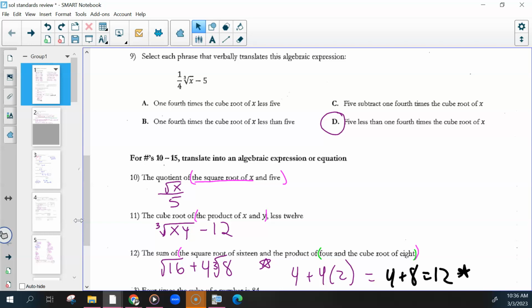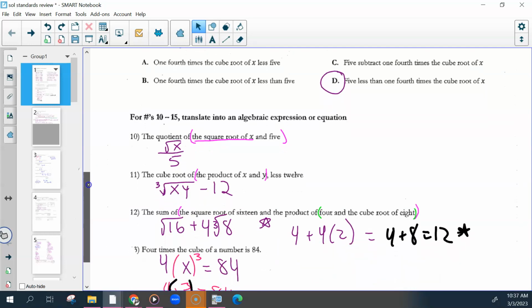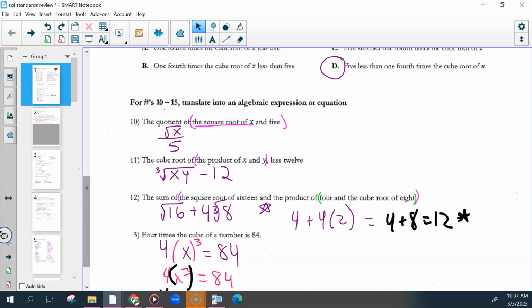Nine. To translate this into words, it would be 5 less than 1/4 times the cube root of x. 9 through the rest of these problems cannot be done on Desmos. It won't really help you. So you'll need to know those operation words. 10, the quotient of, so we're dividing. The square root of x should be in your numerator, and 5 should be in your denominator, because we are no longer writing division horizontally.